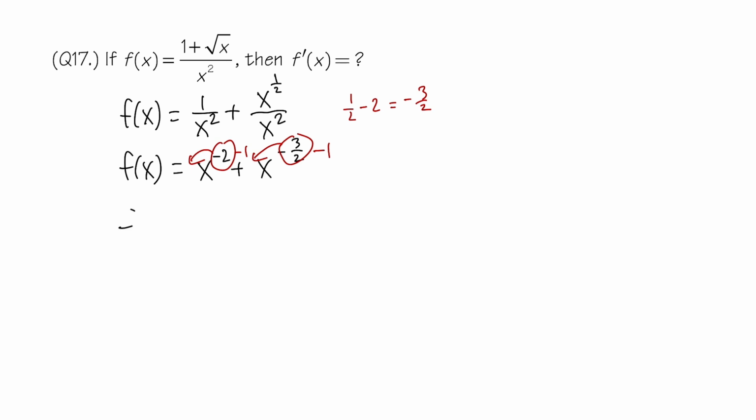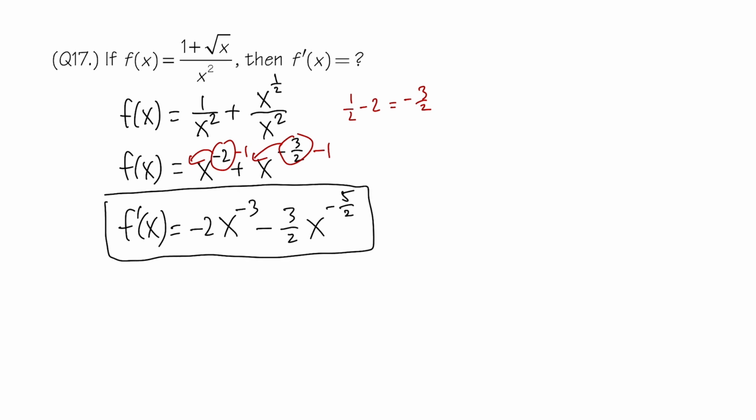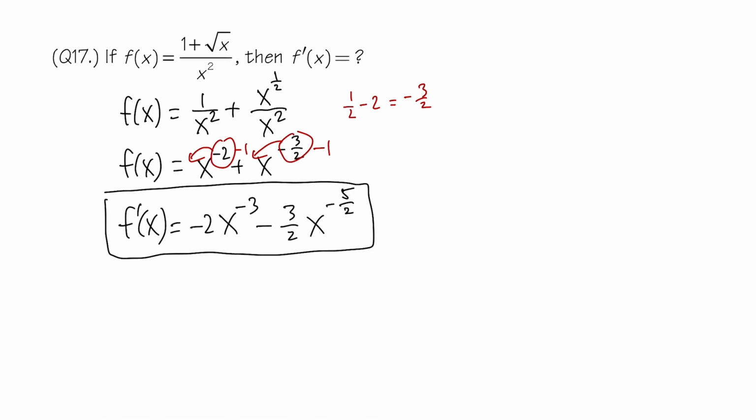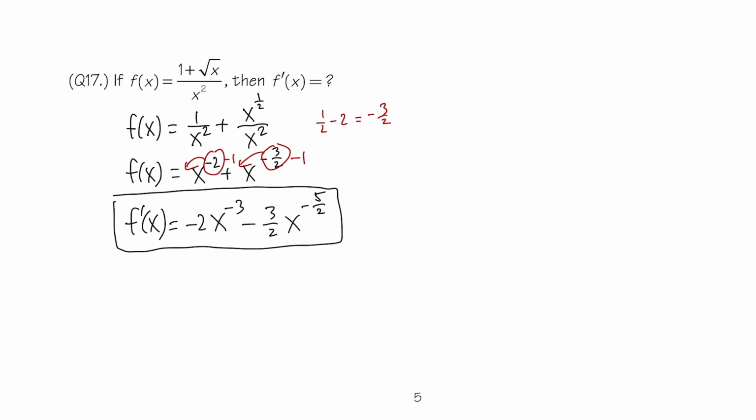Okay, so f prime of x equals, we get -2 times x to the -3, and for the other one, we will have -3/2, x to the -3/2 minus 1, which is -2/2. So we get -5/2. And you can just write the answer down like this. I don't mind. Yeah. Or if you want, you can simplify it. That's totally okay. You can write it as possibly like this: -2 over x to the third power minus 3/2 x to the +5/2.